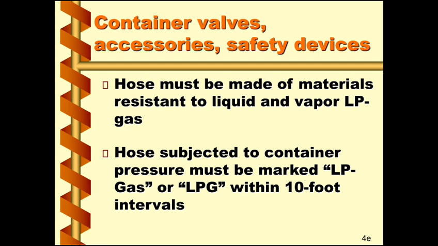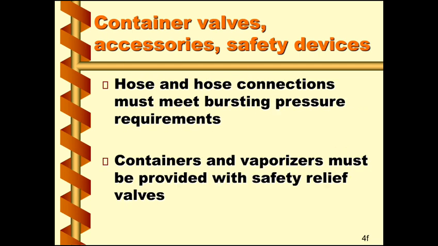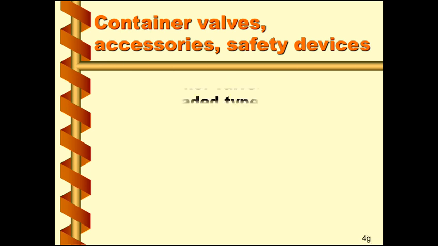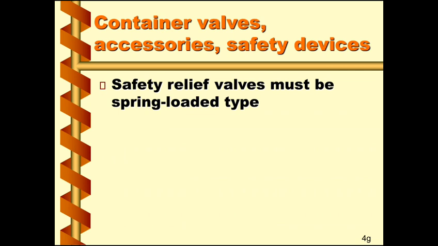LPG gas hose must be made of a material resistant to liquid or vapor LP gas. Hose subjected to the container pressure must be marked LP gas or LPG at 10 foot intervals. Hose and hose connections must meet the bursting pressure requirements, and containers and vaporizers must be provided with safety relief valves, which must be of the spring loaded type.